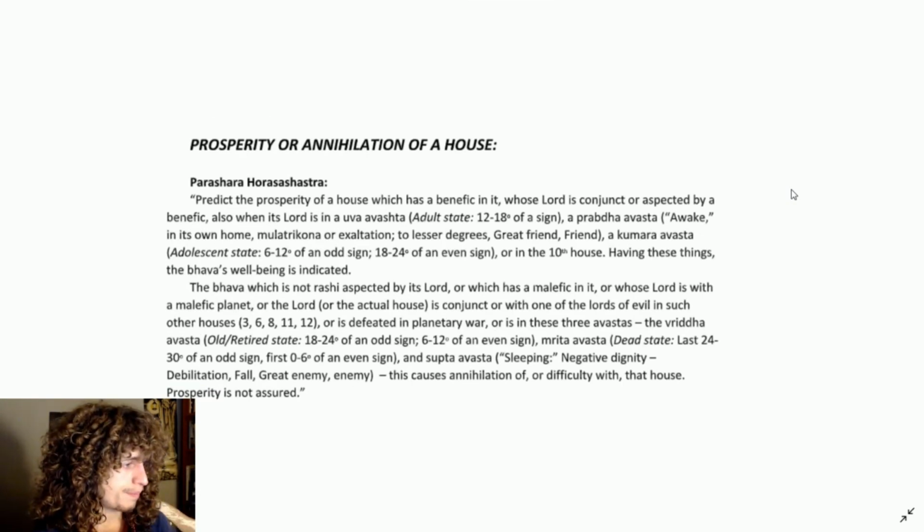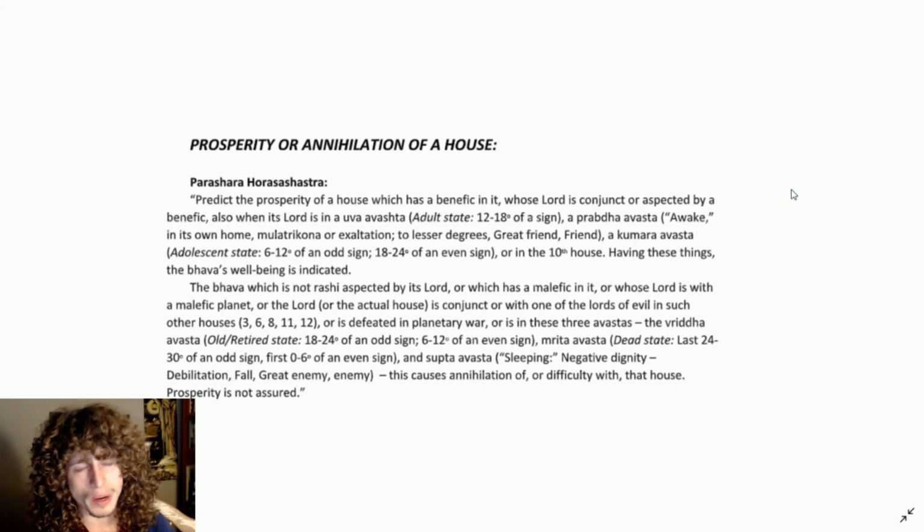Now, when we are talking about predicting the prosperity of a house, for anybody who is wondering, this is the actual text given by Parashara.